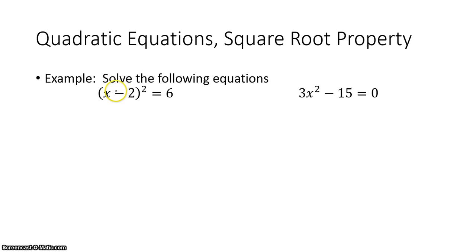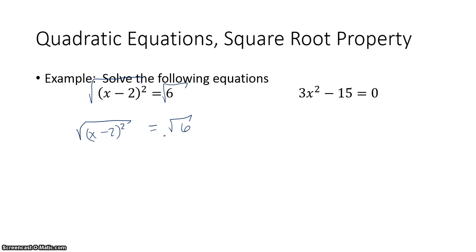So the next type of equation we're going to encounter is quadratic equations. The next method we're going to use to solve quadratic equations is the square root property. So if you encounter something squared equals some number, we can use the square root property. That is, we will take the square root of both sides. So I'll do the square root of x minus 2 squared equals the square root of 6.